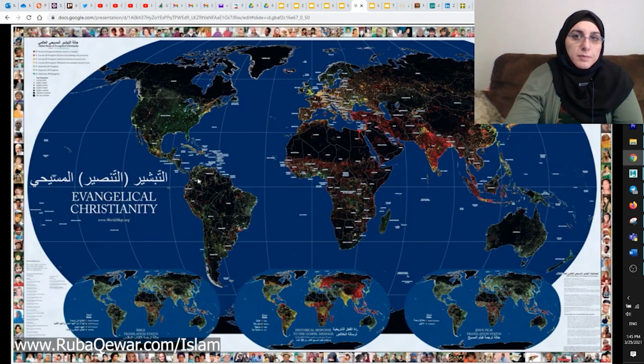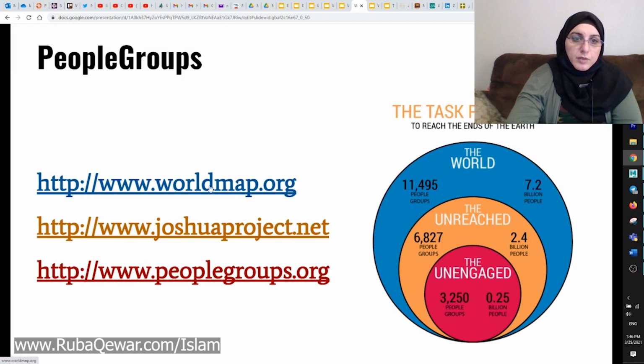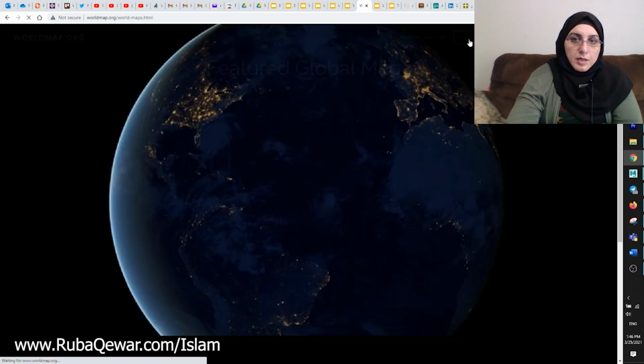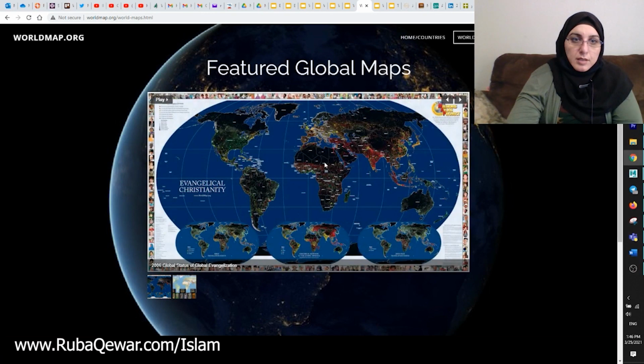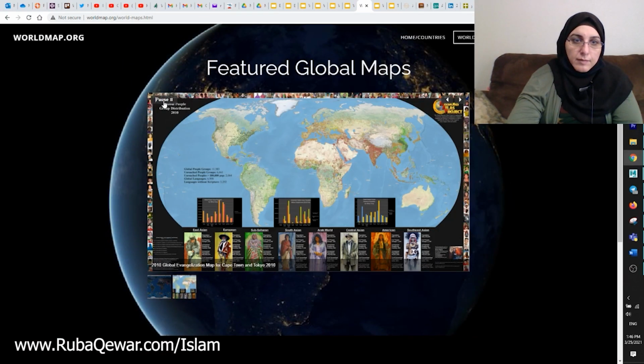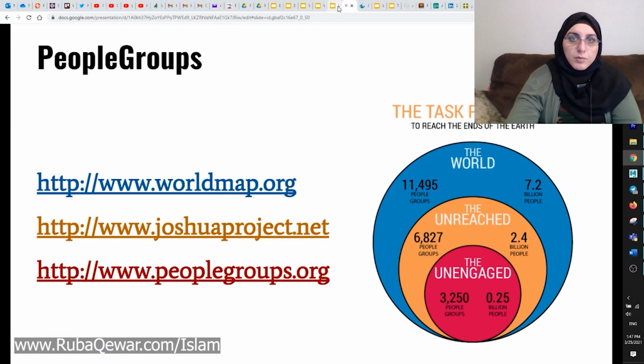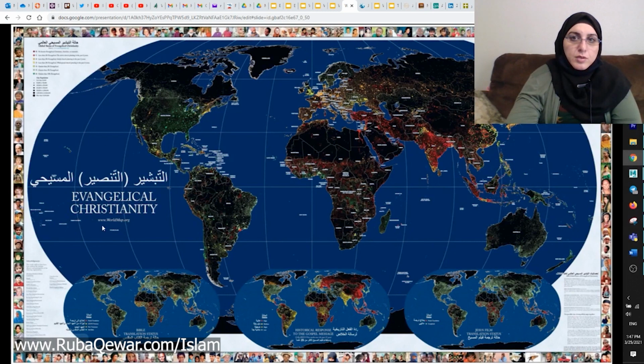Now, after we talked about the people groups, I would like to talk a little bit about the world map. If we go back to the website over here, you will see the world map. This was actually made back in the 90s, I believe. It's very much like the people group map, but it shows the progress of evangelism in the world.